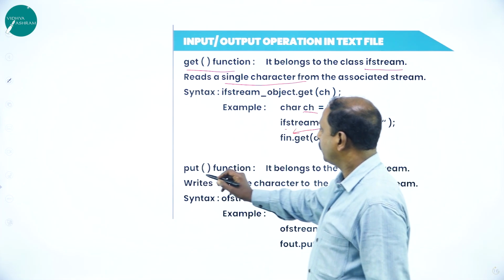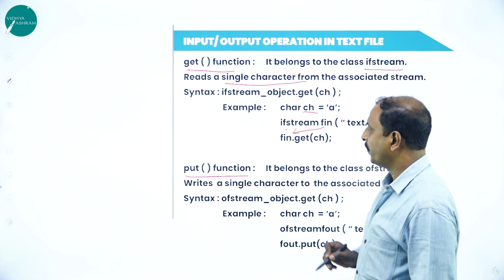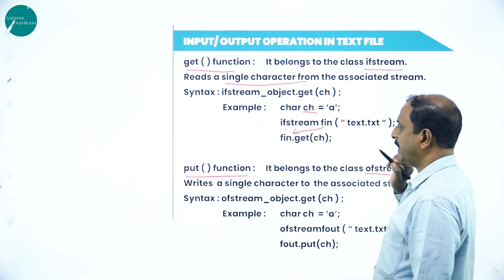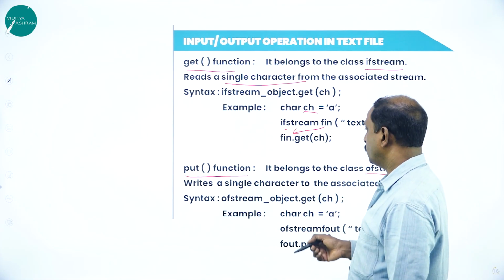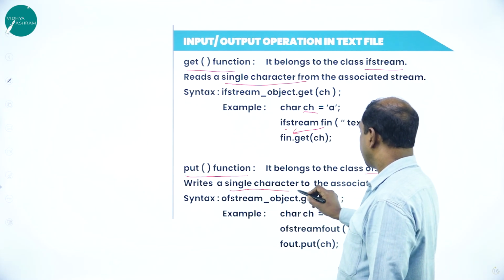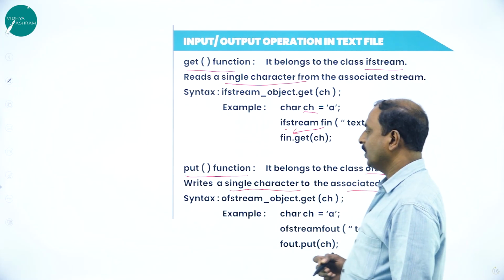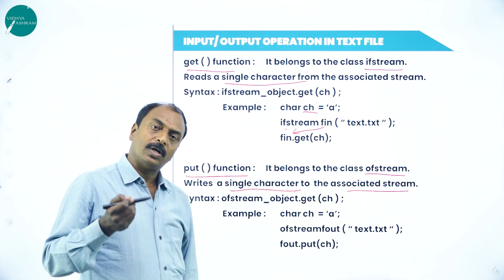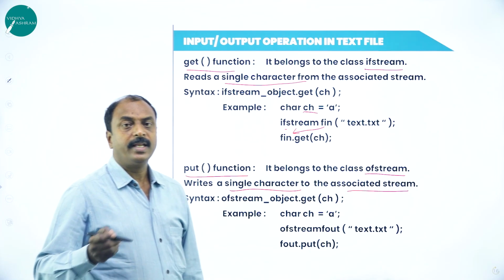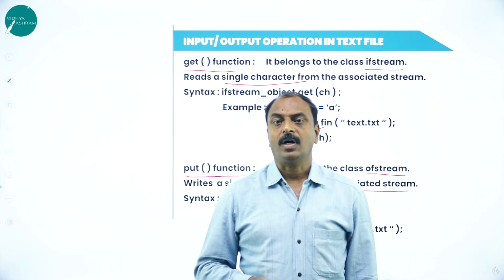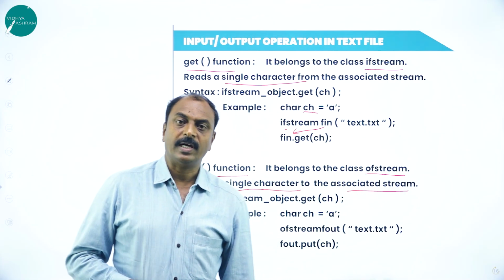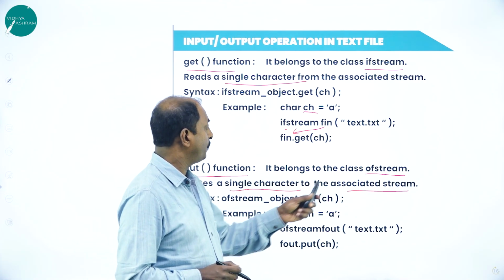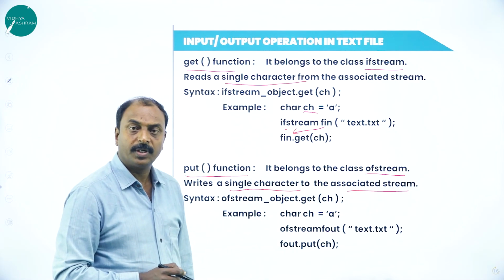And next one is put function. Put function belongs to class ofstream. So ofstream stands for output operation. Here it writes a single character to the associated stream. So put function is used to write a single character onto the file. First the file has to be opened in write mode or output operation. Then we have to write data onto the file. Accordingly, put function is used to write a single character onto a file.